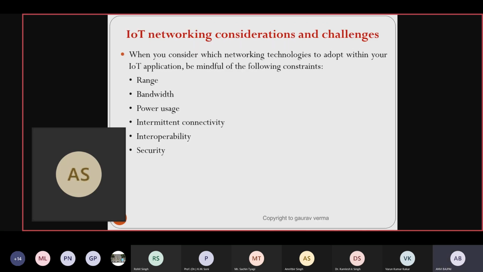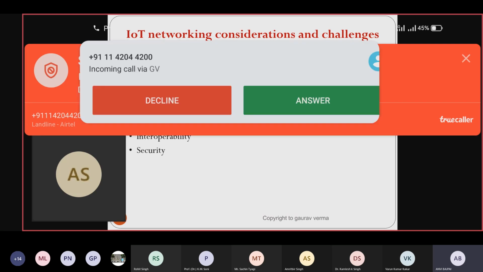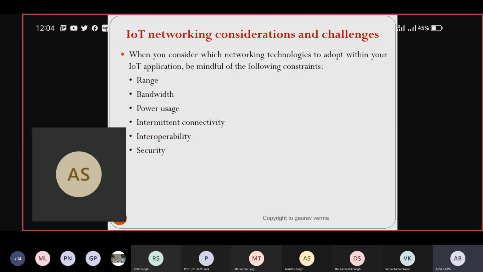Okay, so what are the networking considerations and challenges that I was talking about that you face whenever you come across IoT? There are some networking considerations that we always talk about. Whenever you want to set up an IoT environment, we have to keep in mind these specific points. The points are range, bandwidth, power usage, intermittent connectivity, interoperability, and security.